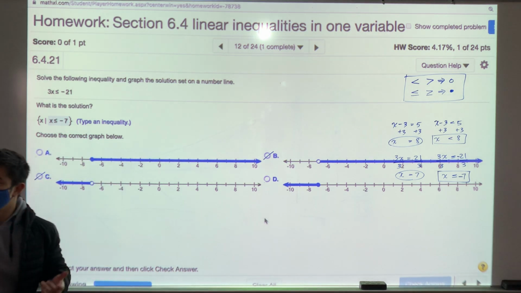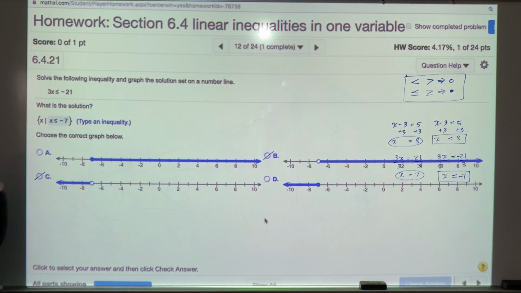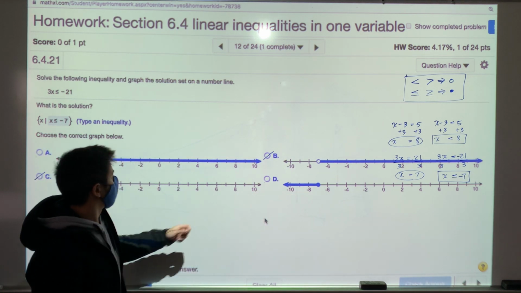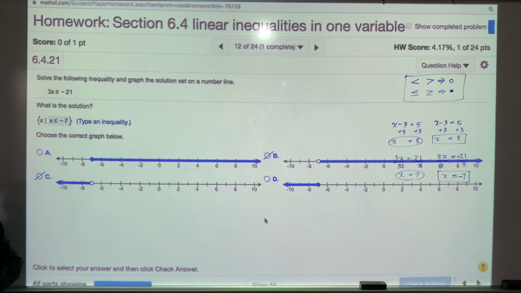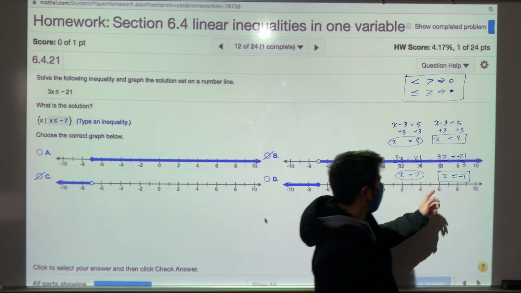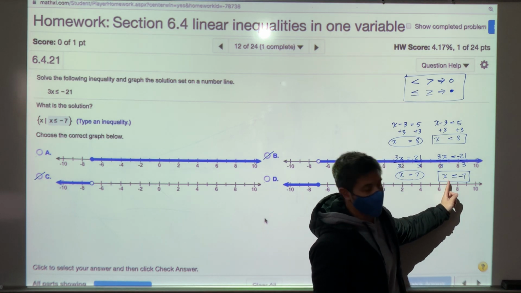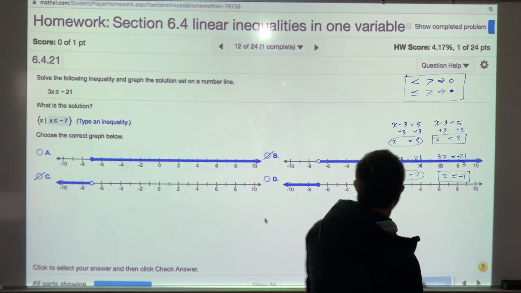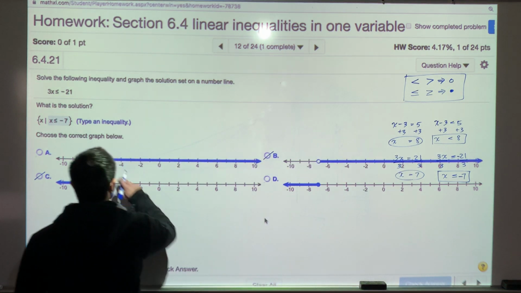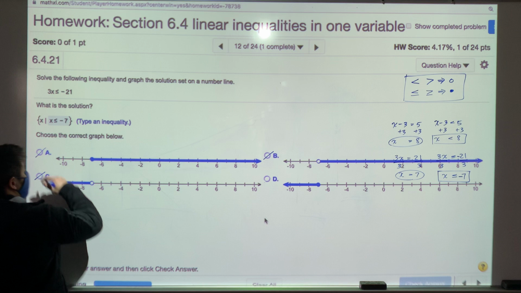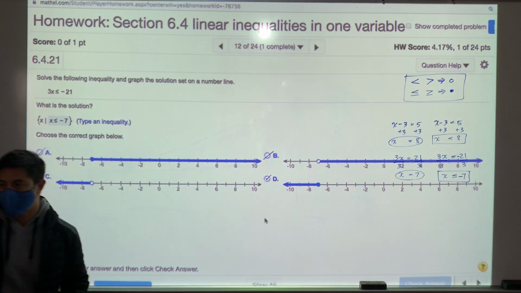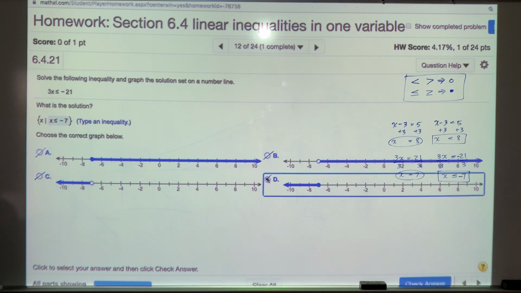Now, let's determine whether we need to go to the left, D, or go to the right, A, of our closed circle at negative 7. Well, if we read this left to right, this is saying all of my answers for x should be less than or equal to negative 7. And of course, less than or equal to does not go to the right. Less than things go to the left. And so D would be our correct answer for this problem.